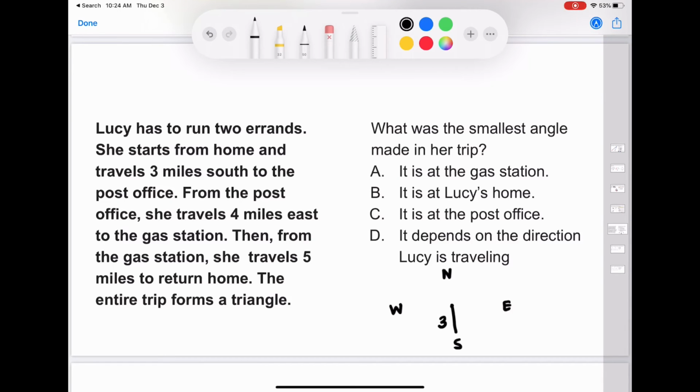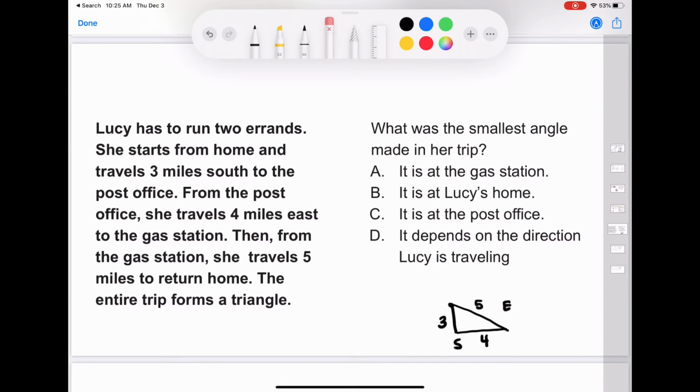From that, which will indicate the post office, she will travel 4 miles to the east to the gas station. So 4 miles east to the gas station. Then from the gas station, she travels 5 miles to return home. So let's indicate where we started as home. So that will be 5 miles. So now we can go ahead and erase that.